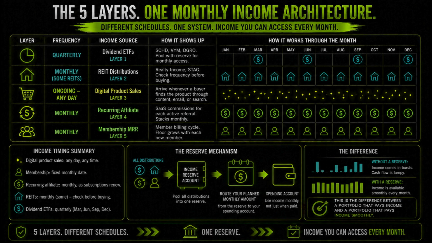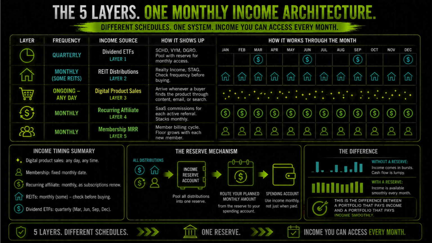So here's how the 5 layers combine into one monthly income architecture. Ongoing, any day: digital product sales. It's layer 3. They arrive whenever a buyer finds the product through content, email, or search. Monthly membership MRR is layer 5. Member billing cycle. Floor grows with each new member. Monthly recurring affiliate, layer 4. SaaS commissions for each active referral stack monthly.